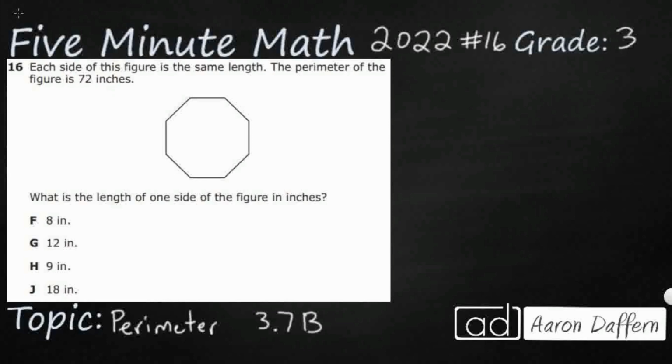So we have each side of this figure. They're not going to name it for us, but we can easily count the sides, and each is the same length. Okay, so we've got equal groups here. And when we come across equal groups, we should be thinking multiplication or division. The perimeter of the figure is 72 inches. What's the length of one side of the figure in inches?